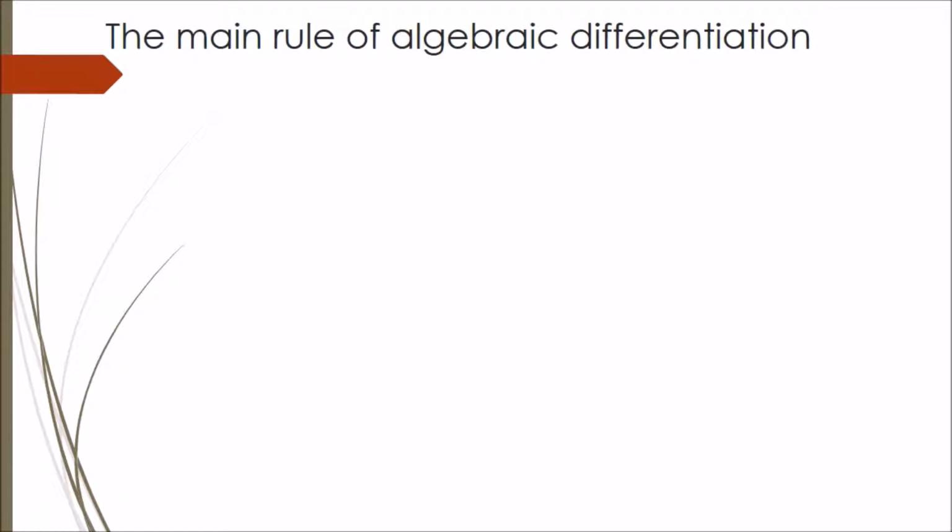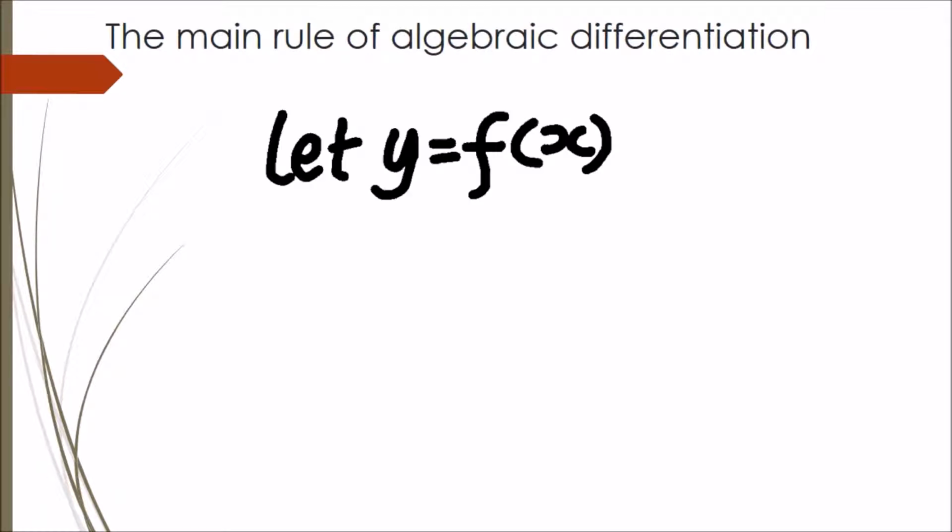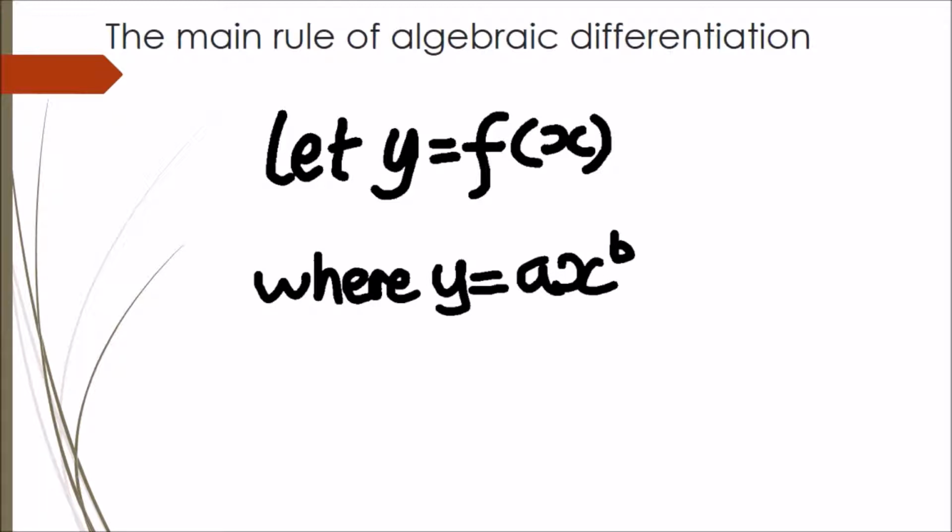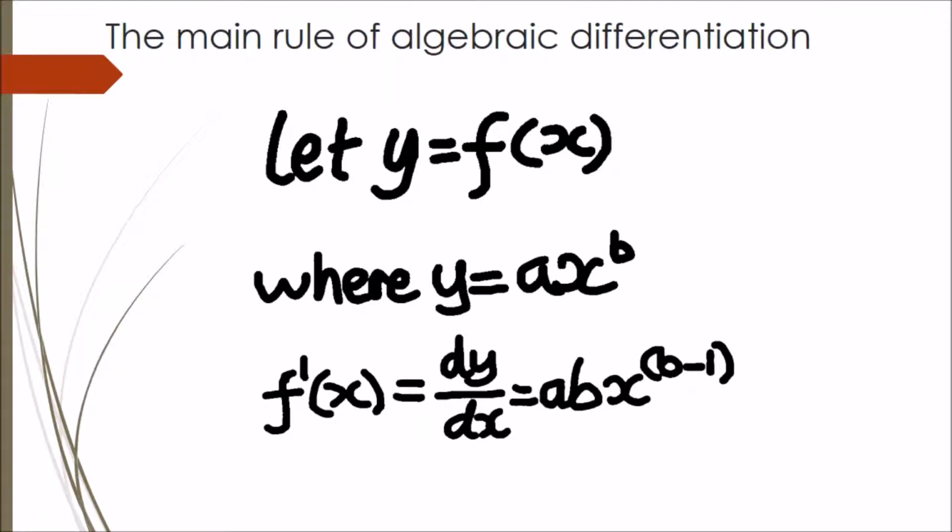You simply multiply the coefficient of x by the power of x. Then you take away 1 from the power. So if we let y equals f(x), and y equals ax^b, then the differential, which is noted as f'(x), or dy/dx, will be equal to abx^(b-1).